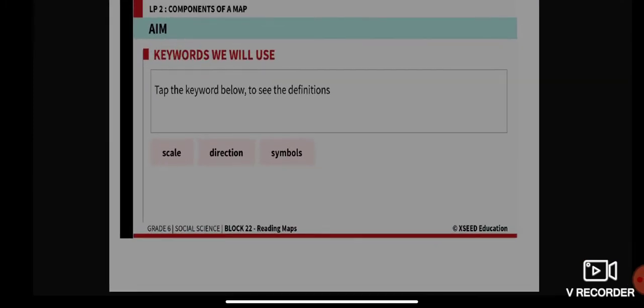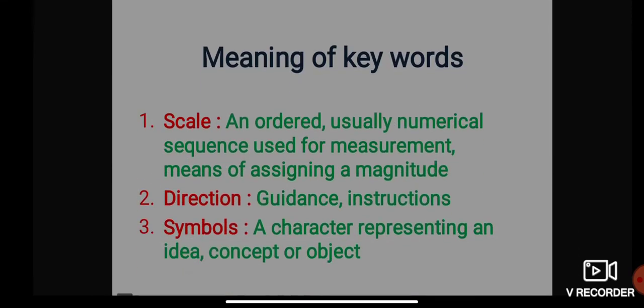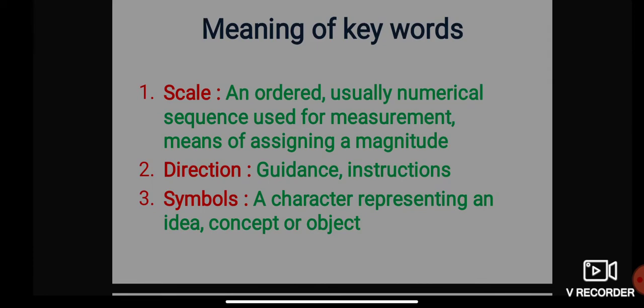Alright, so the keywords for today are scale, direction, and symbols. So let us learn what is scale, symbol, and direction. Scale means an order, usually a numerical sequence used for measurement, a means of assigning a magnitude. So I hope you all know this scale and you are also using scale, right? To measure things, to underline, right? And what is direction? It means guidance, instructions. They are known as direction, okay? And specifically, what are symbols? A character representing an idea, concept, or object. They are known as symbols, okay?